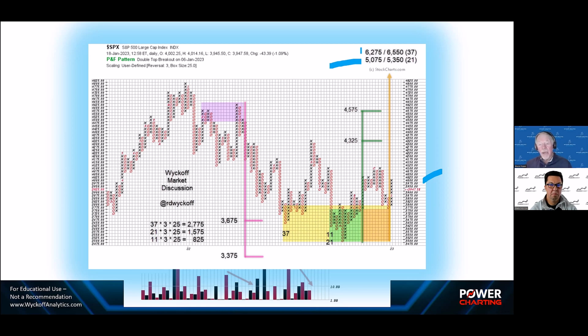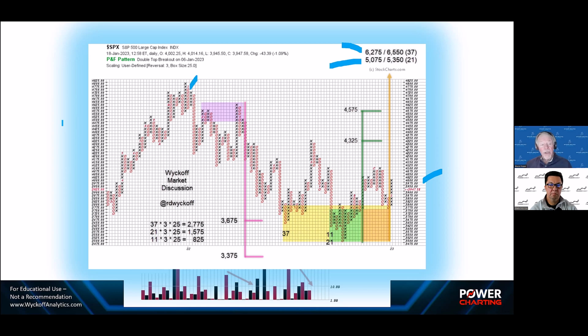And here's a bigger count, 6275, 6550. And this is just substantially higher prices. And the bull market peak came in at 4,800 right here.